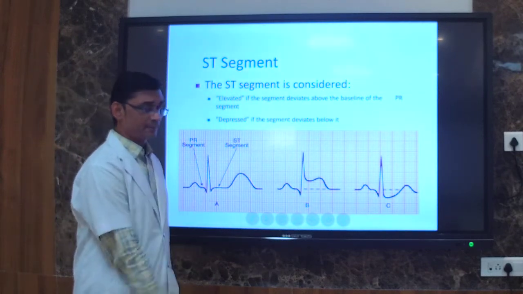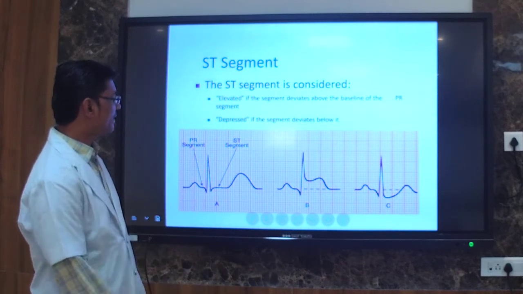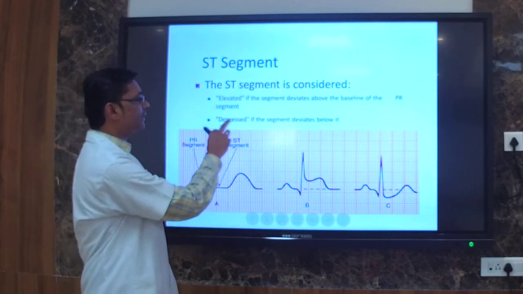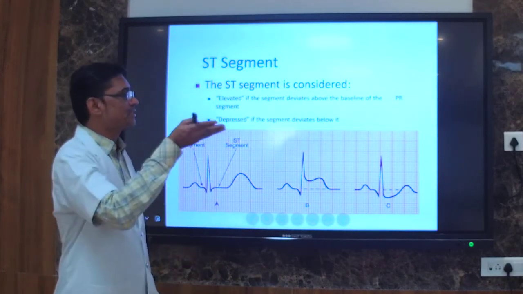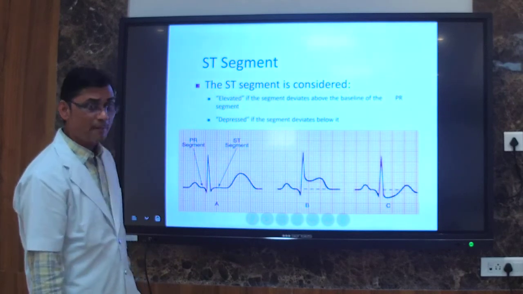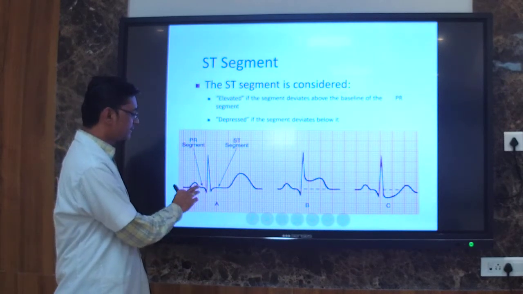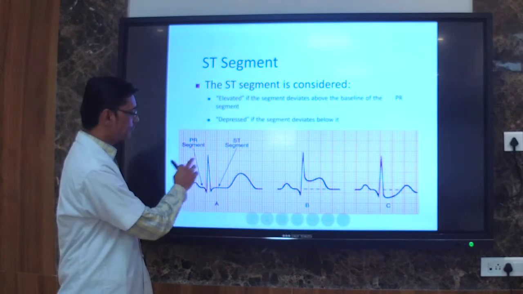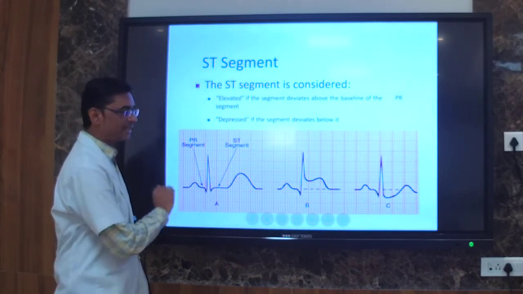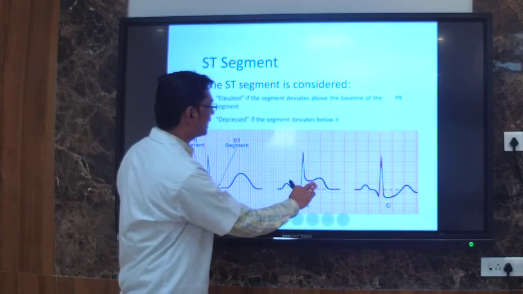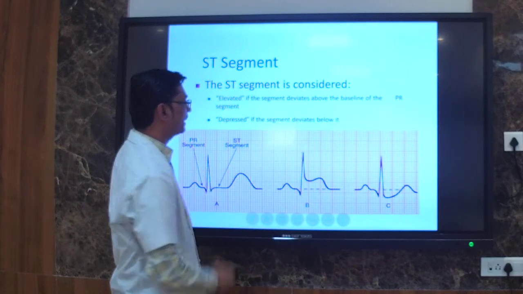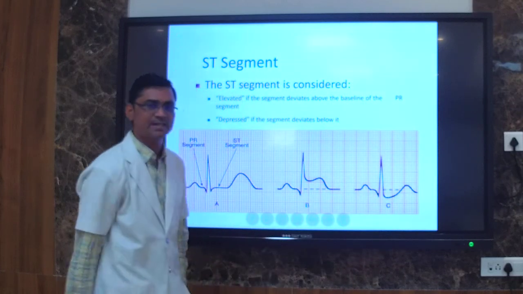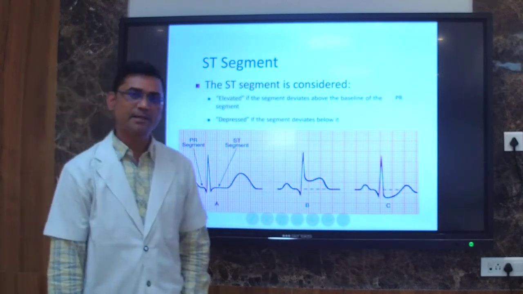Now this ST segment, as we have seen, what is the ST segment as shown in this diagram? The ST segment is considered elevated if the segment deviates above the baseline of the PR segment. As you can see, this is the PR segment and this is the ST segment. This is the normal position of the PR segment and ST segment. But if it is elevated, it is called ST segment elevation. And if the ST segment is depressed below the baseline of the PR segment, it is called ST segment depression.